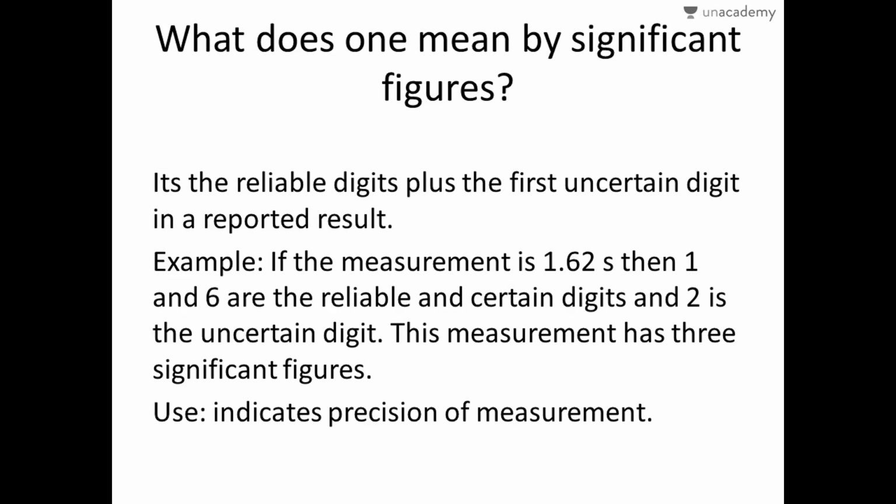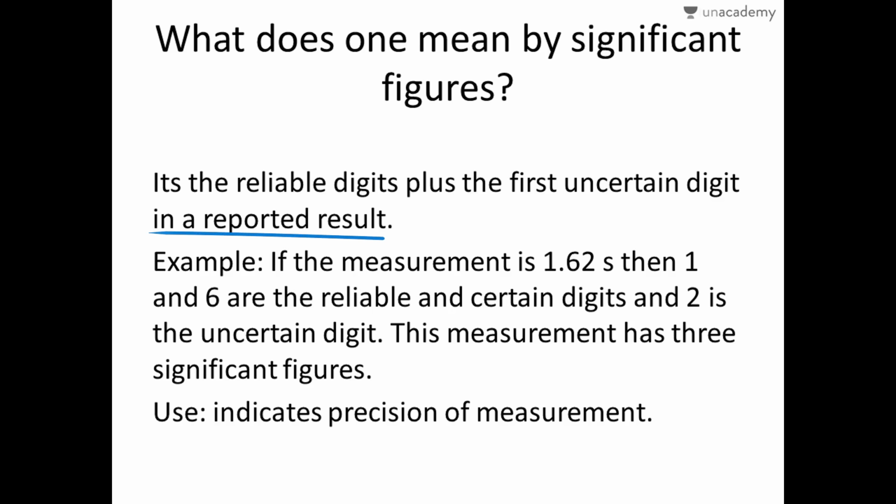Now, what does one mean by significant figures? The result of measurements should be reported in a way that indicates the precision of measurement. And so, normally, the reported result of measurement is a number that includes all digits in that number that are known reliably plus the first digit that is uncertain. So, we can say that significant figures are the reliable digits plus the first uncertain digit in a reported result.